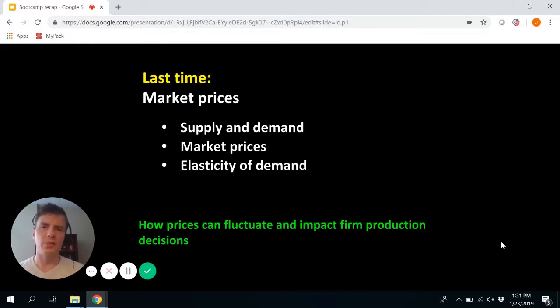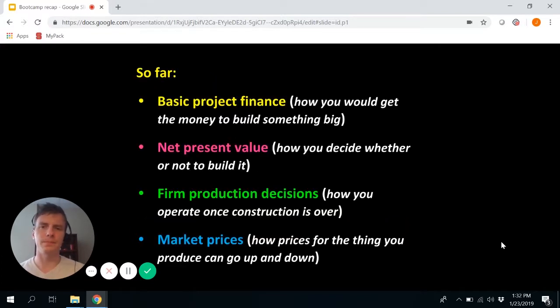So last time we talked about market prices, the law of supply and demand, market equilibrium, how market prices are set, as well as price elasticity of demand, which is a way of quantifying how sensitive changes in demand can be to changes in price. And the overarching goal here was to really get a sense for how prices for different goods are set and how they can change in response to fluctuations in supply and demand.